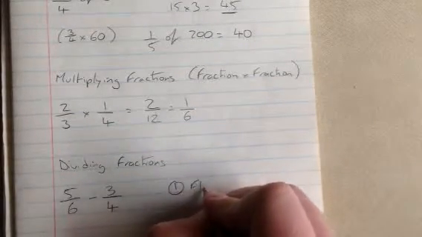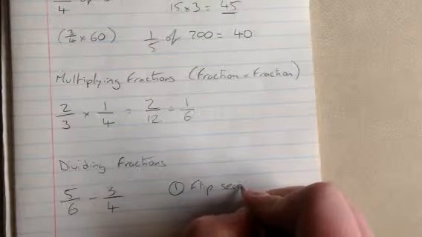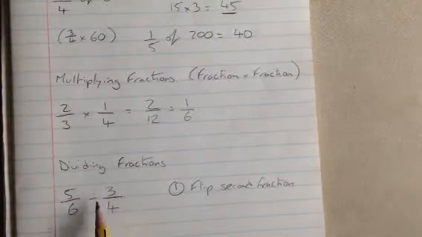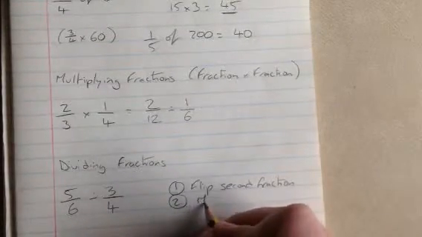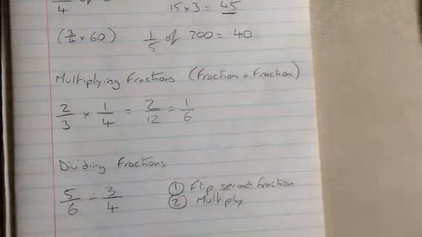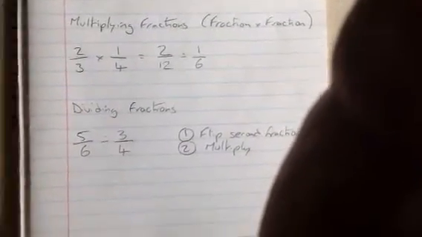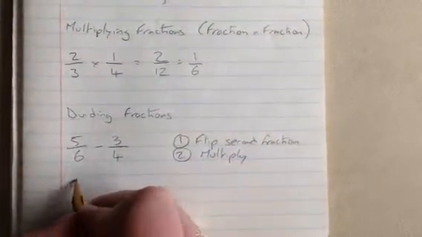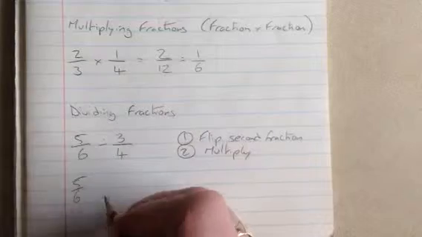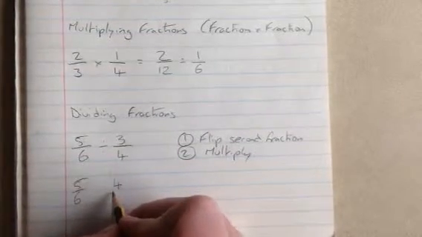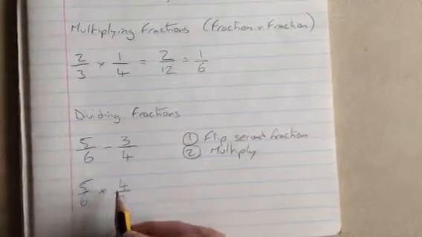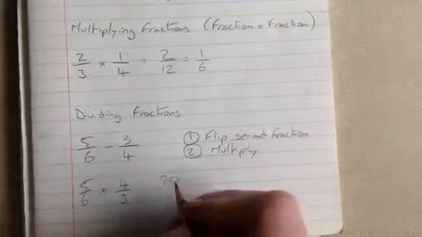One, we're going to flip the second fraction. That's the fraction that we're dividing by, that's these 3/4. And then we're going to multiply. So, keep our 5/6 the same. Instead of 3/4, we're going to turn that upside down. So instead of 3/4, we've got 4/3, and then we're going to multiply them. So 5 times 4 is 20, 6 times 3 is 18.